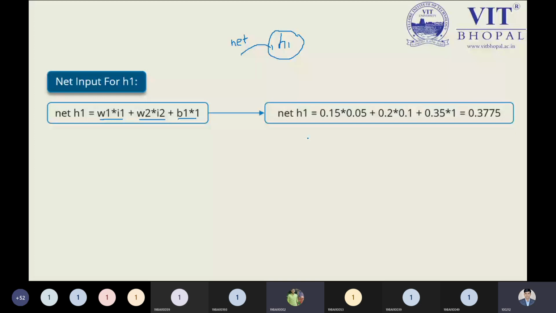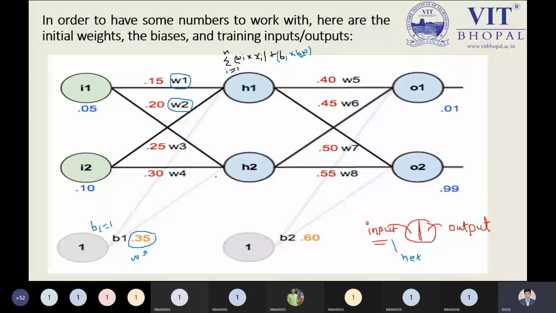From this diagram, W1 is connected to the I1, W2 is connected to the I2.